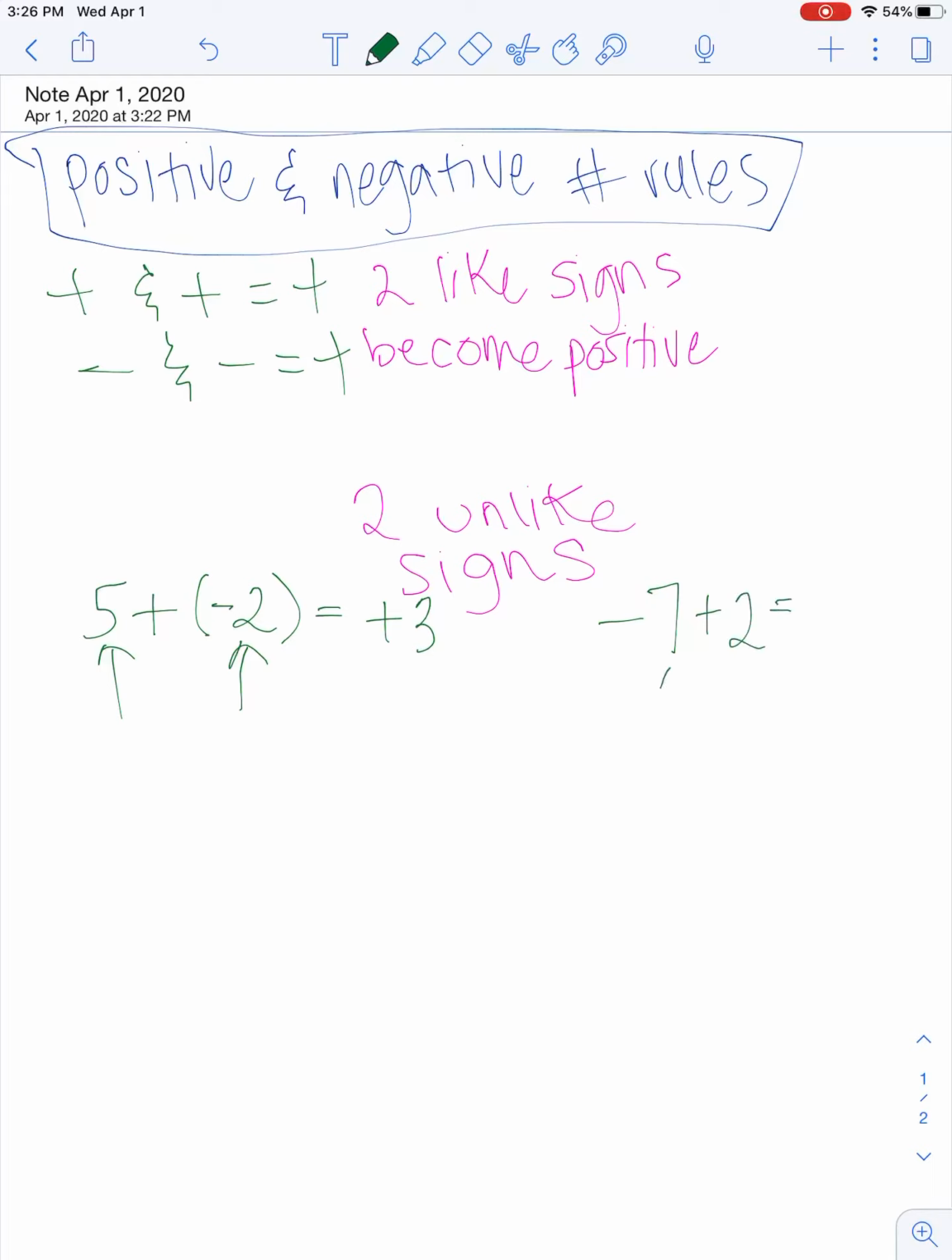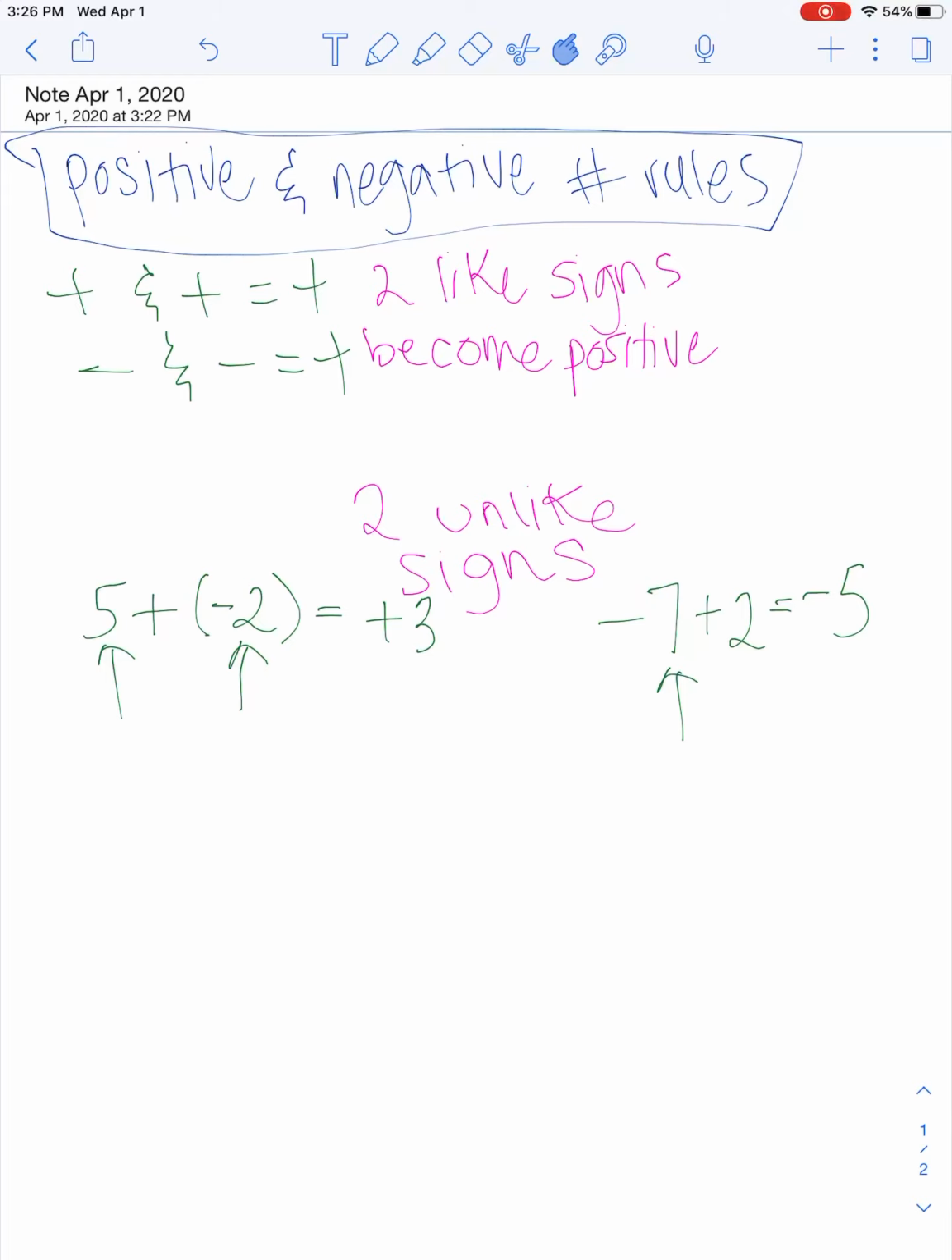But if you have the opposite, where you have, let's say, -7 and you're adding 2, the bigger number is negative, so you're going to keep the negative. Whichever is the bigger number is the sign you keep. So -7 plus 2 is going to end up being -5, because if you're in deficit 7, you owe the bank $7 and you give it $2, you still owe the bank $5. So just think of it that way.